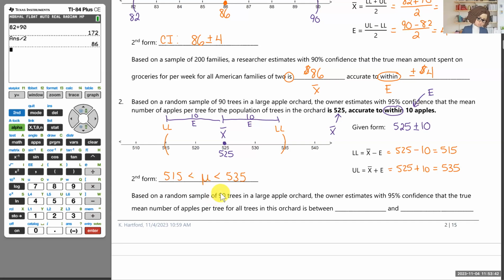And now I can say, based on these 90 trees, that this owner estimates with 95% confidence that the true mean number of apples per tree is between. So when we say between, we want lower limit, upper limit. So between 515 apples and 535 apples.